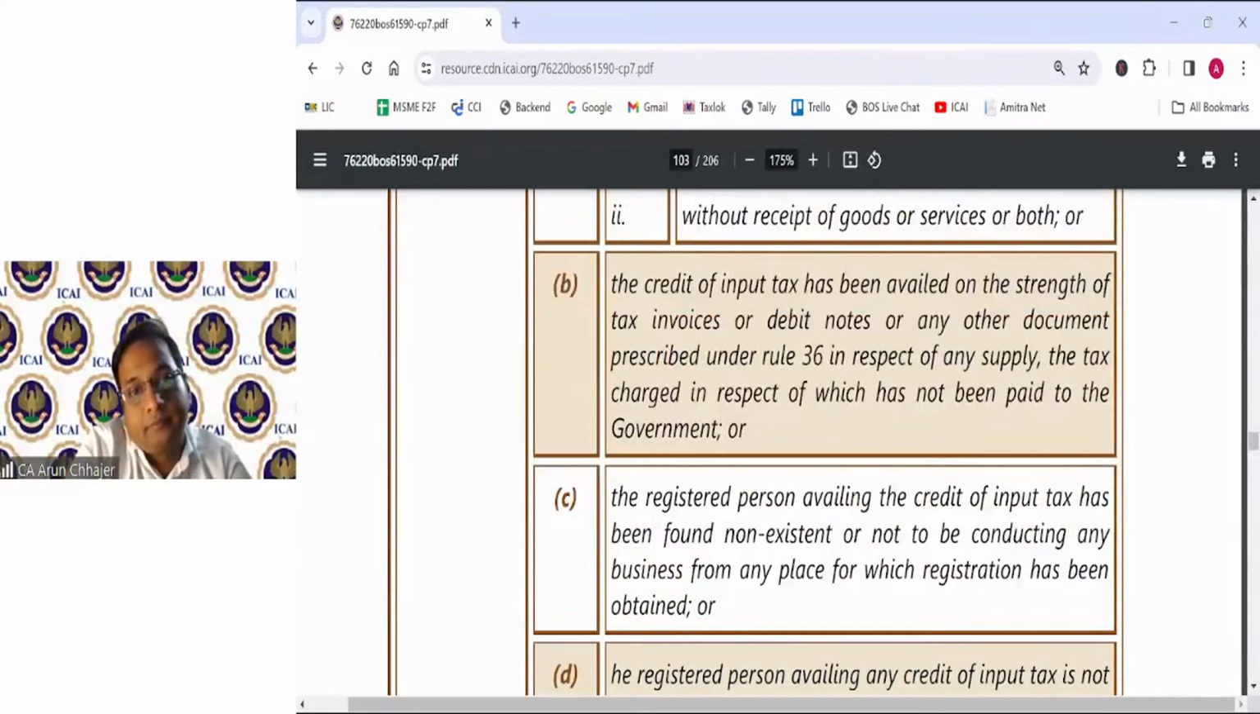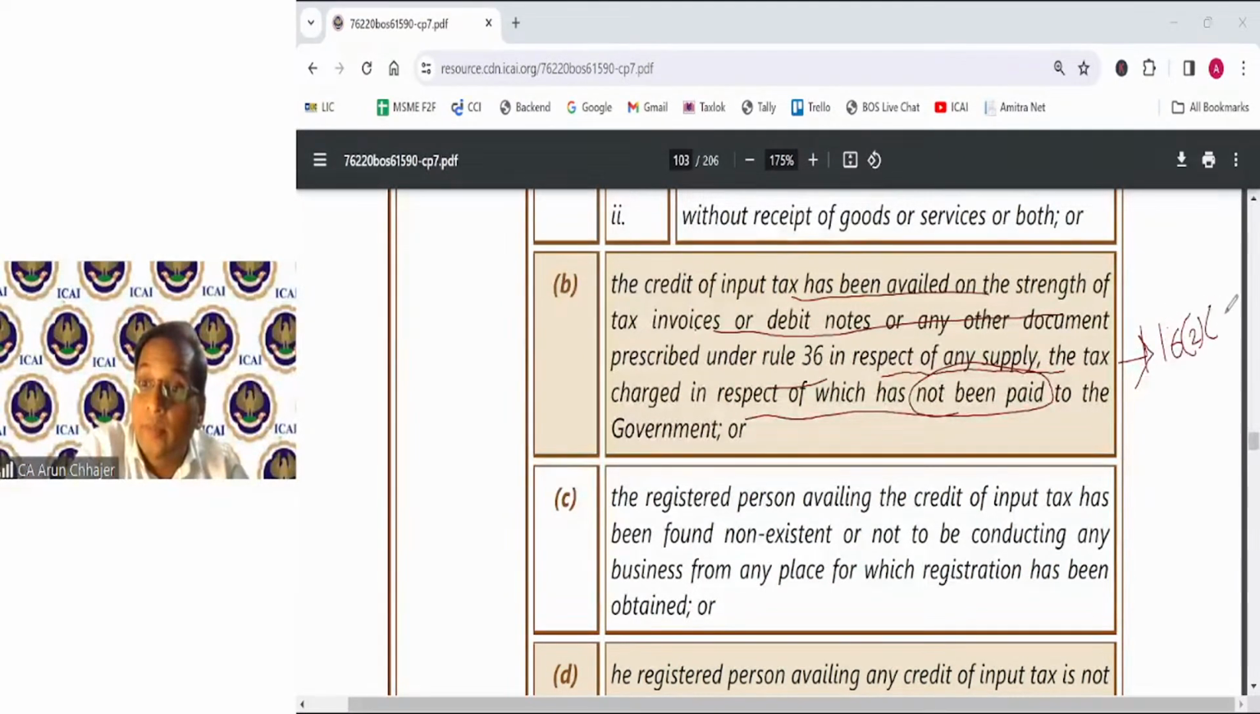Then credit of input tax has been availed on the strength of a tax invoice, debit note, or any other document as prescribed in rule 36, in respect of any supply where the tax charged has not been paid to the government. So this is basically condition 16(2)(c), if you remember: the tax has been paid by the supplier to the government.